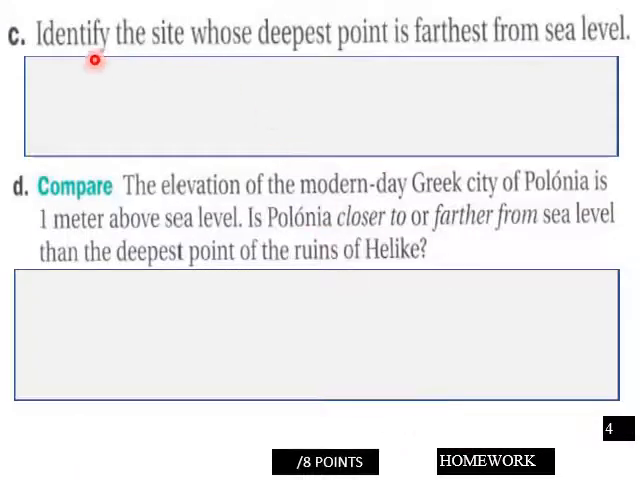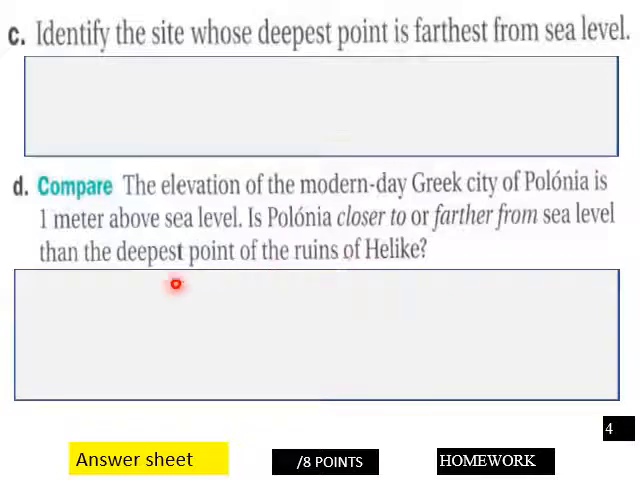Page 4, C, identify the site whose deepest point is farthest from sea level. So identify the site whose deepest part is from sea level. D, the elevation of modern-day Greek city of Polonia is 1 meter above sea level. Is Polonia closer to or farther from sea level than the deepest point of the ruins of Heliki? So 8 points here for page 4.